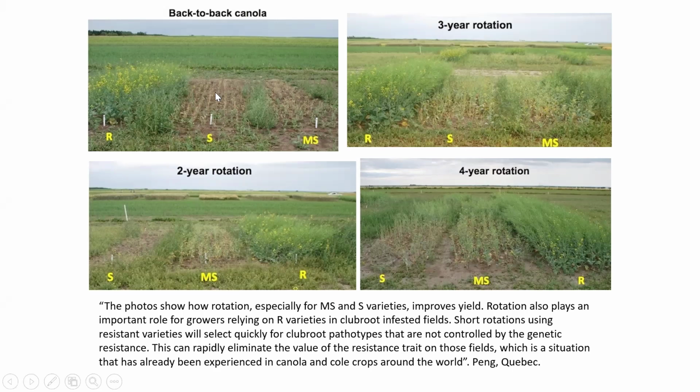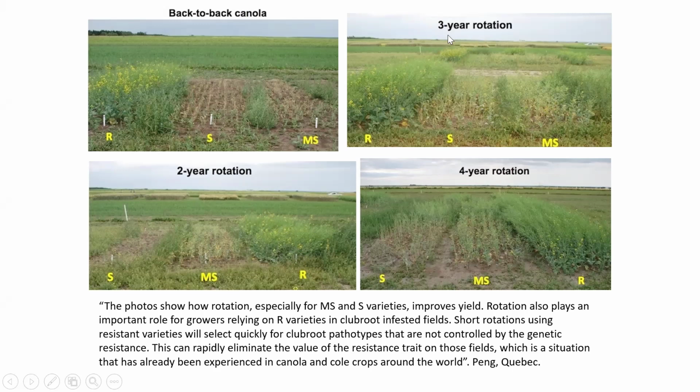So here we have a plot of back-to-back canola. That means canola is grown every year. We have a variety of canola that is resistant to this root pathogen, and we have a variety that is susceptible and one that is moderately susceptible. And we can see in this case, growing the resistant variety is the only possible solution. And take a look at the size of that crop. If we have a 2-year rotation, so we have a break crop between canola, you can see we're getting more growth of our resistant variety. We actually are getting better growth of our moderately susceptible and still nothing in our susceptible.